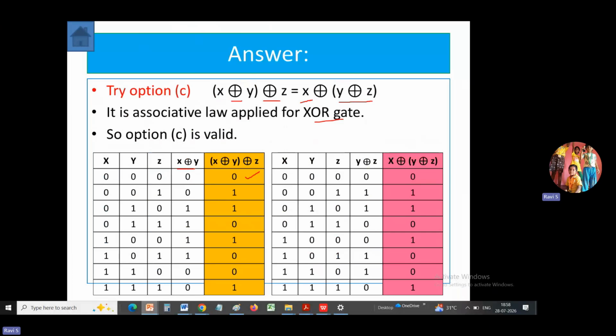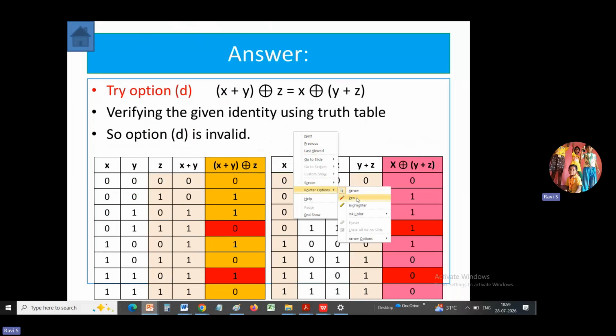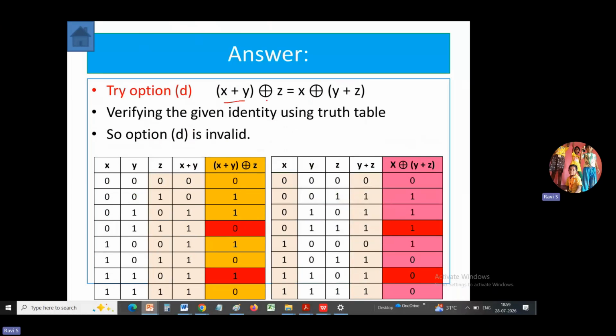Either you do x XOR y first or y XOR z first, even if you change the order, the result of the two computations is going to be the same. So option C is also valid because it is the associative law applied for the XOR gate. Now coming to the final option, option D, which says that performing OR between x and y, then performing XOR with z is equivalent to performing OR between y and z, then performing XOR with x.